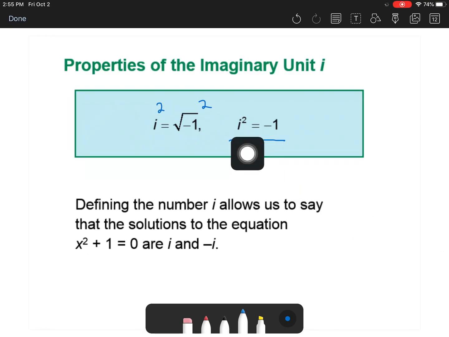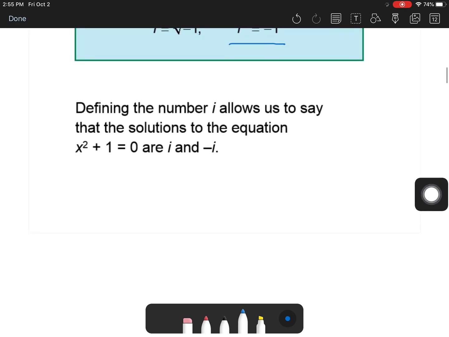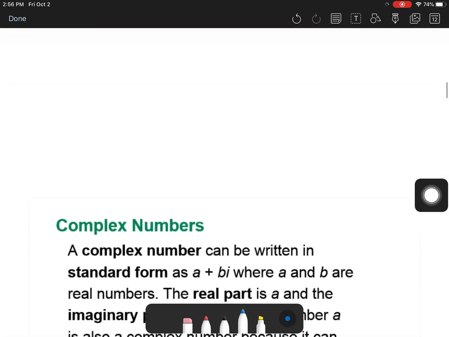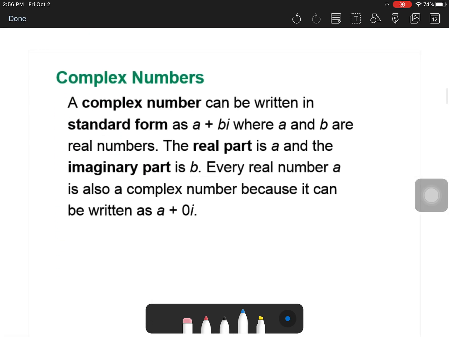So anytime that we're simplifying these expressions and we have i squared, we want to change that into a -1. We never want to leave i squared in an expression. We want to replace that with -1. Defining the number i allows us to say that there are solutions to these certain equations where before we'd say just no real solution, which is true, but now we can solve them and give imaginary solution answers.